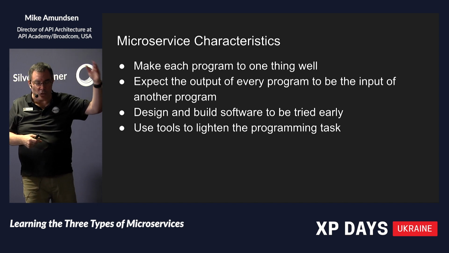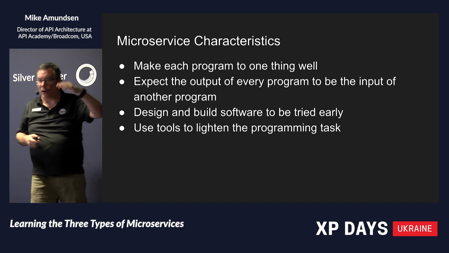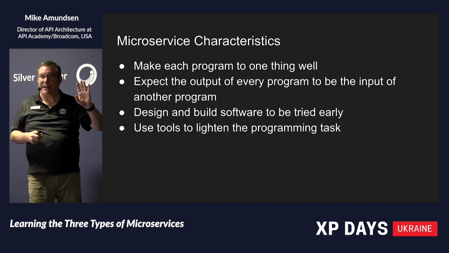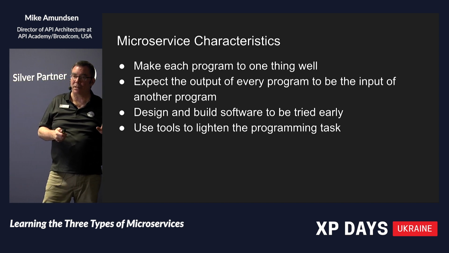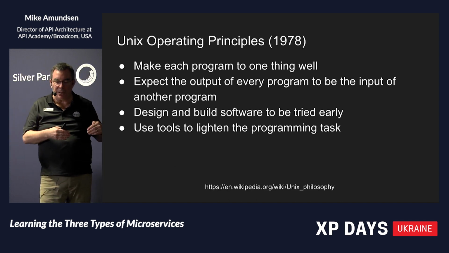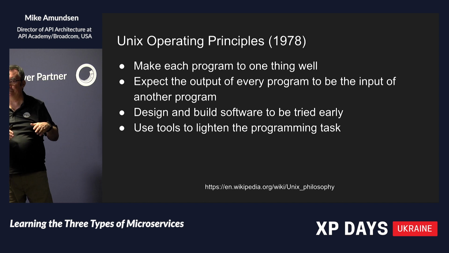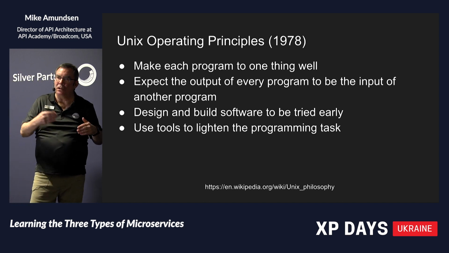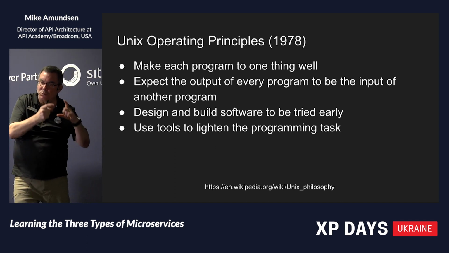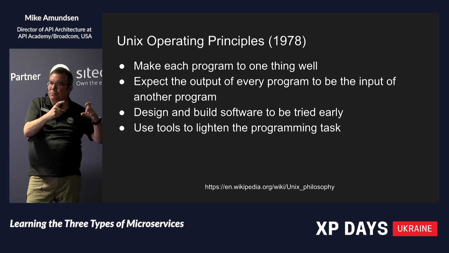Now this list: do one thing well, output is input, designed to be tried early, use tools to lighten the task. This may look familiar to some of you. It's actually the operating principles from Unix from 40 years ago. So we're not doing anything new here, but we're doing it at a different scale. These Unix principles were for programming one machine.